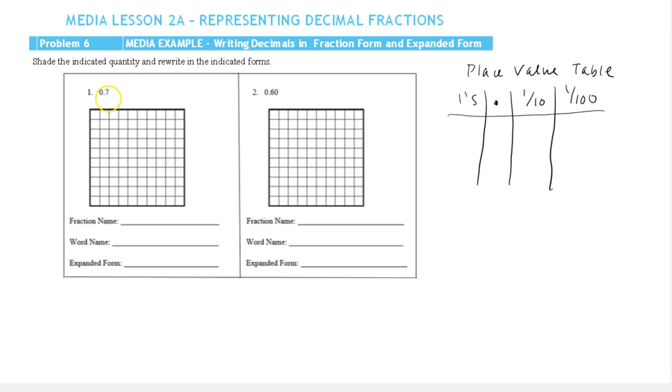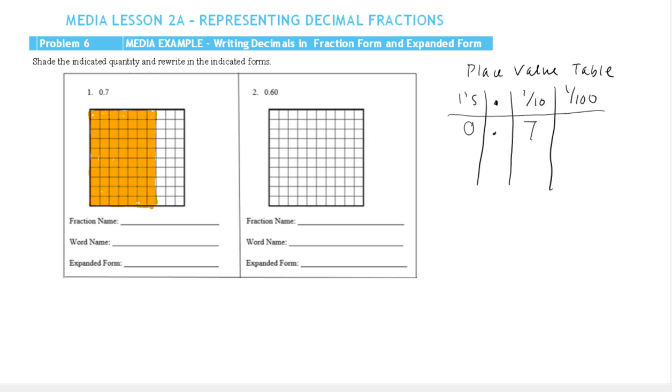So since it says 0.7, let me just put this here. Oh, let's get a pen. So I'll write this as 0.7. Okay, so notice the 7 is in the tenths place, and we use orange strips. So I'm going to use that as my unit fraction. So this is 1 orange strip, 2, 3, all the way to here. So this is 7/10 or 7 orange strips.